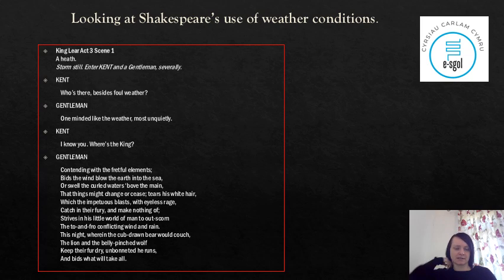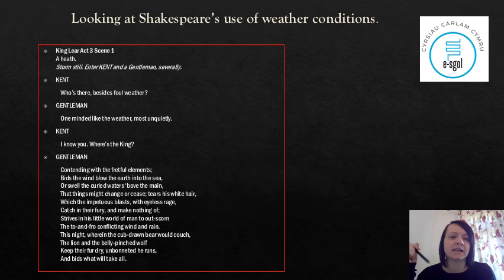So if we look at the way in which Shakespeare uses weather conditions, here we are looking at King Lear, Act 3, Scene 1. So you've got a heath. Okay, so King Lear, Act 3, Scene 1. So set on a heath, it says storms, tells us storm still. And then we've got enter Kent and a gentleman severally.